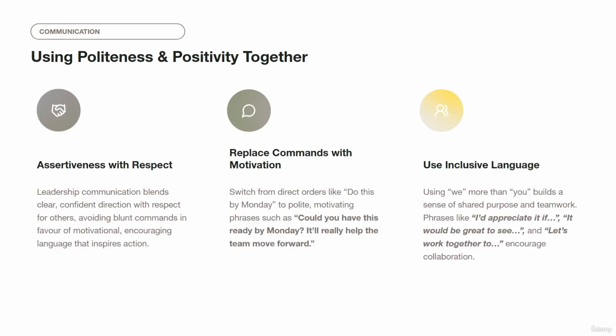To touch on something that we've also looked at in other parts of the course, politeness goes together with positivity. Rudeness is demotivating, so by extension, politeness is motivating. You should be assertive as a manager, as a leader, but respectfully so. Leadership communication blends clear, confident direction with respect for others, avoiding blunt commands in favor of motivational, encouraging language that inspires action. So rather than giving commands, we want to try to motivate.